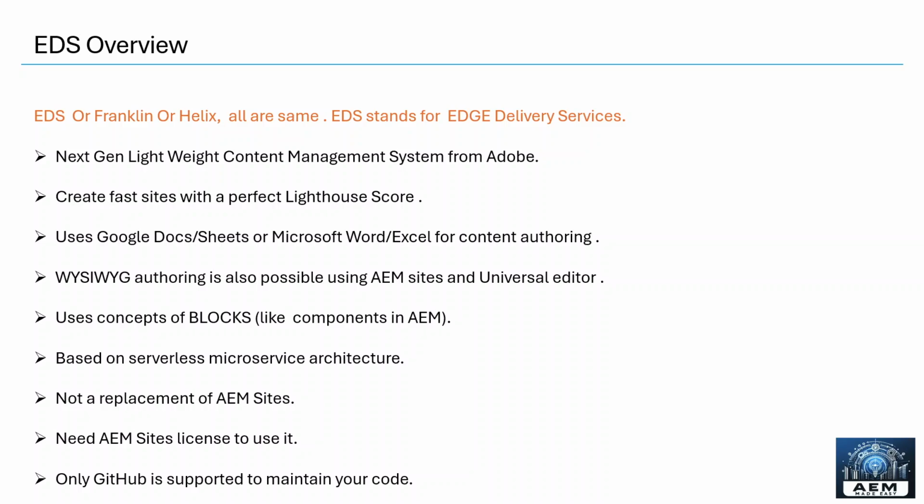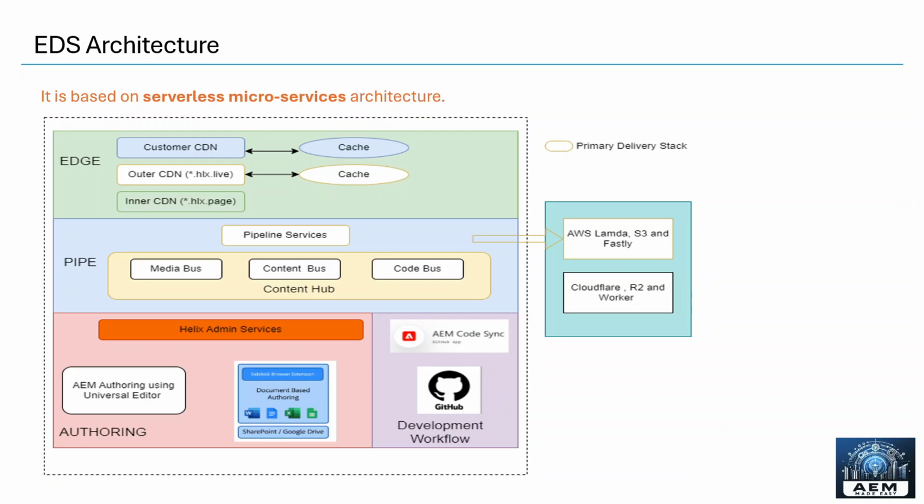So let's go to the next slide and discuss the architecture. As I already mentioned in the previous slide, it is based on a serverless microservice architecture, where each service is managed in a separate GitHub repository, and each individual service is designed to be a single-purpose service. The connection between those services, however, makes the overall architecture.